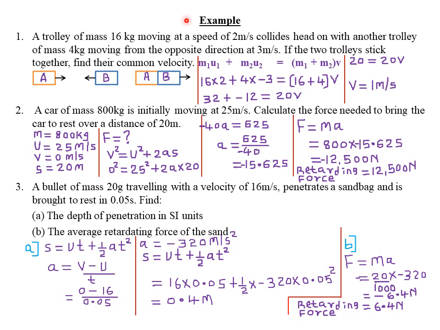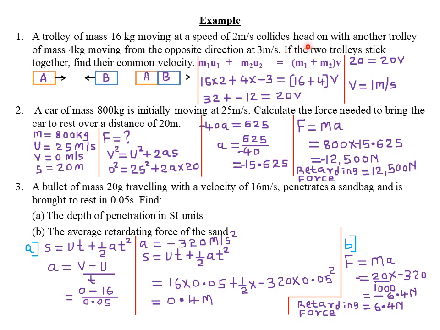So today we are looking at further examples involving Newton's laws of motion, and our first example reads that a trolley of mass 16 kg moving at a speed of 2 meters per second collides head-on with another trolley of mass 4 kg moving from the opposite direction. So if the two trolleys stick together, find their common velocity.